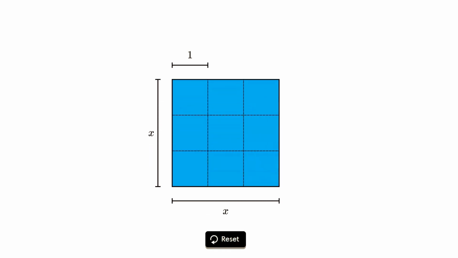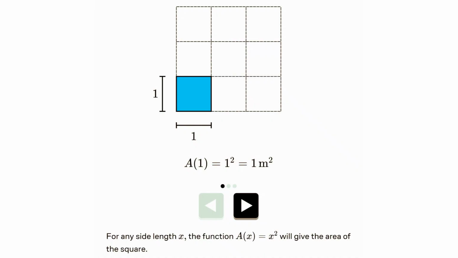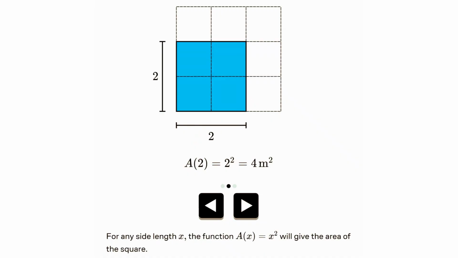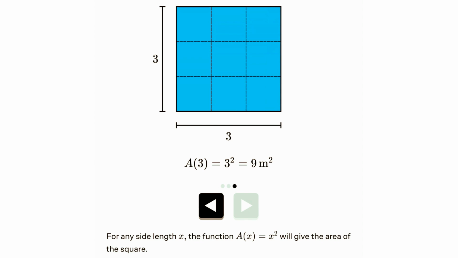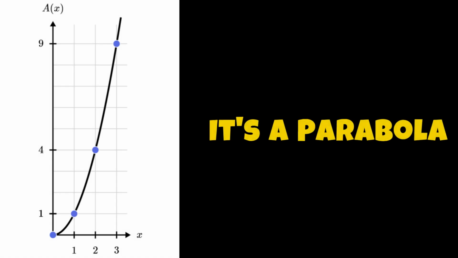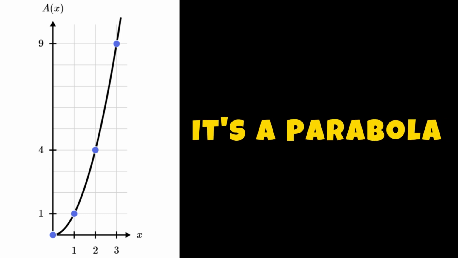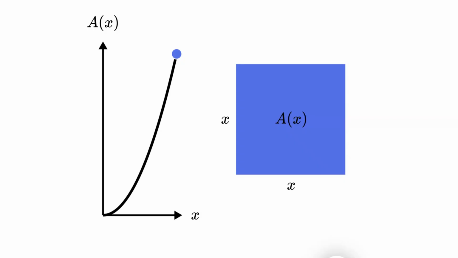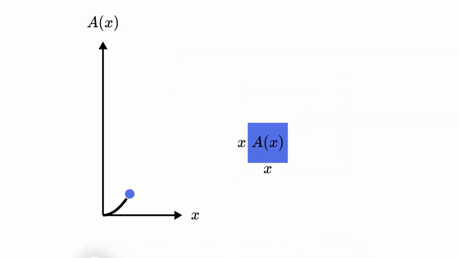First, we'll write a function which models the area of the square. Suppose we have a square whose side length is x. So its area will be x squared. Next, we will plot the points on the graph whose coordinates satisfy area for side length x equals x squared. On the y-axis, we plot the area of the square, and on the x-axis, we plot the side length of the square. Does the graph of the area of the growing square look familiar to you? Yes, you got it right. It's a parabola.